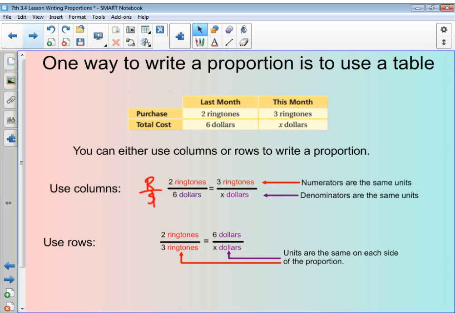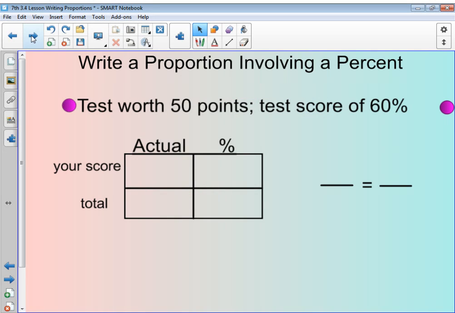Okay, so we're going to go ahead and practice some of these. We're going to start out with some percentages. So here it says the test is worth 50 points, and your test score was a 60%.